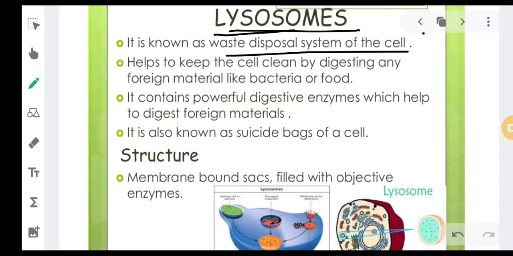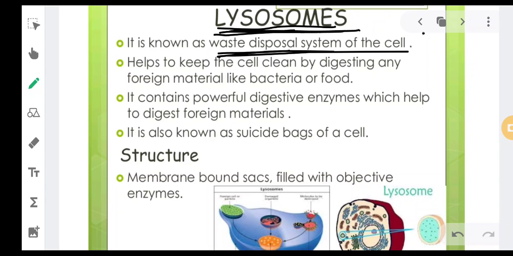Suppose the cell takes oxygen and produces carbon dioxide, which is a waste. This carbon dioxide has to be removed from the body. Where will it be stored inside the cell? It will be stored inside the lysosomes. So carbon dioxide will be stored in this one place, and from there it will be thrown out of the cell.